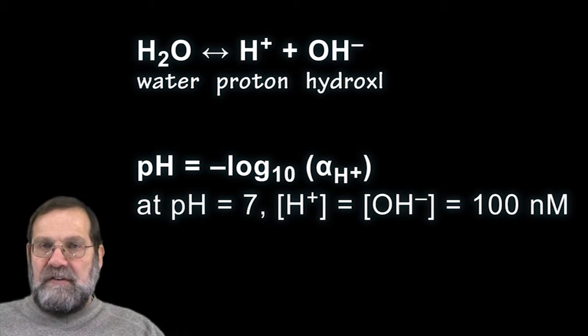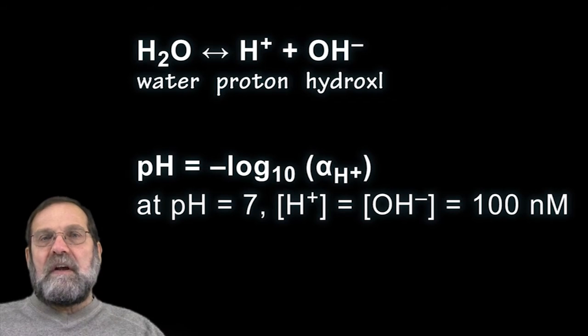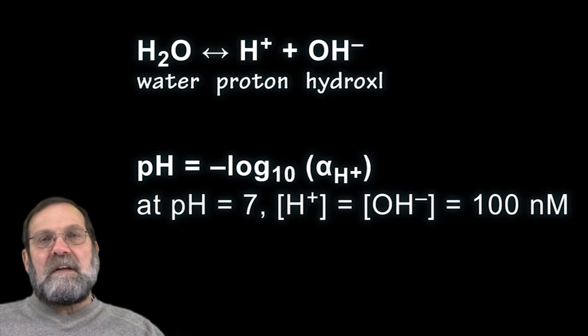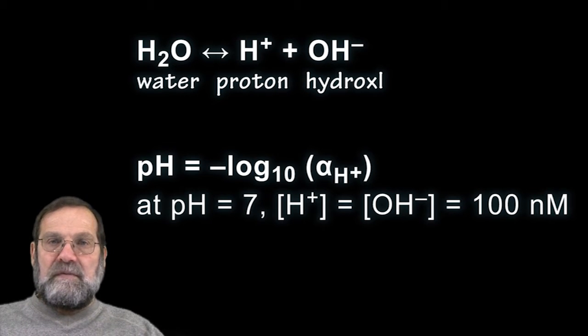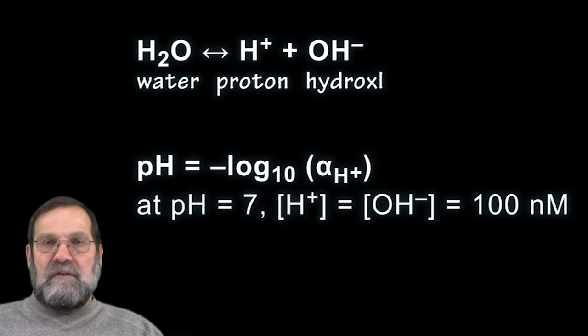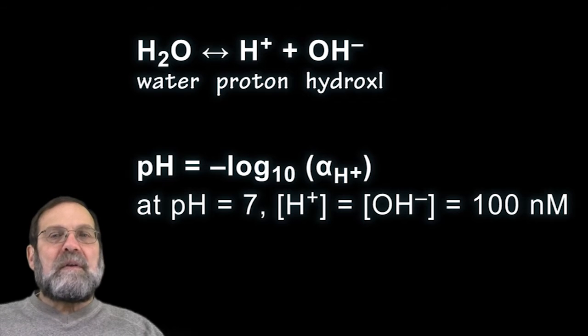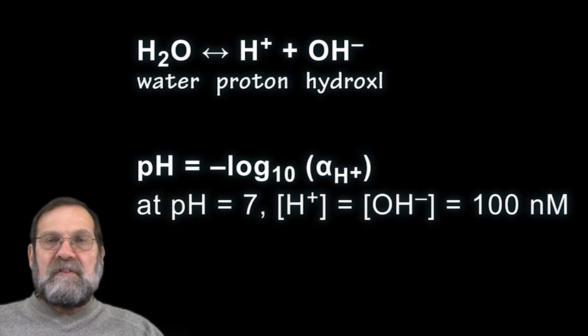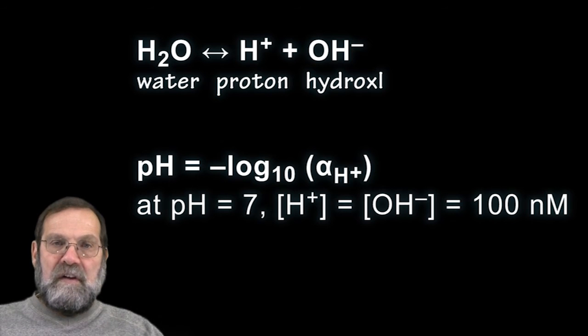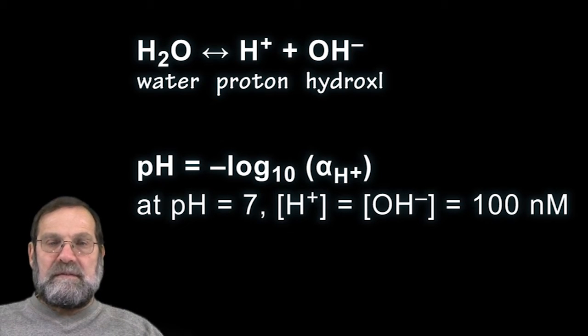The activity of protons in a solution determines its pH, a measure of acidity or alkalinity. In precise terms, pH equals negative log base 10 of alpha sub H+, where alpha is the activity of protons. In dilute solutions, the activity of protons is very similar to their concentration. An aqueous solution is considered neutral, neither acid nor base, when the pH equals 7, because at this value the concentrations of protons and hydroxyl ions are the same, 100 nanomoles per liter.